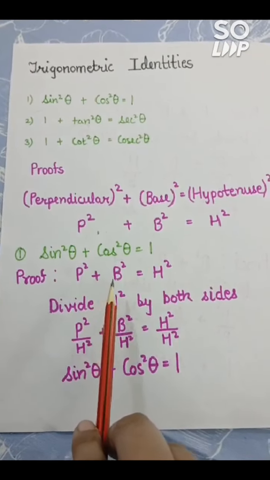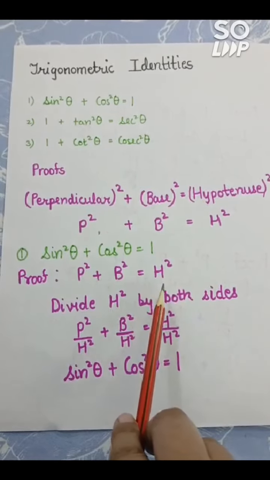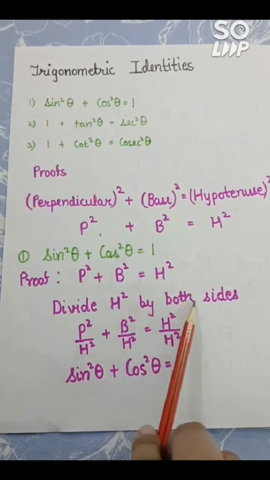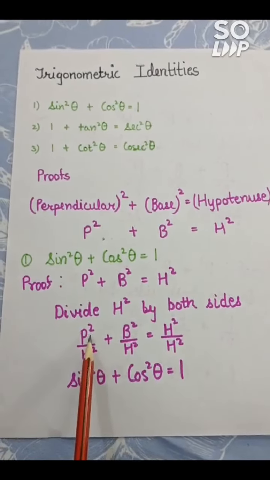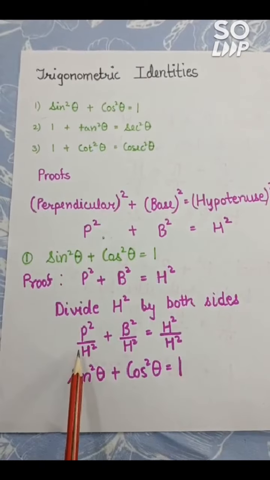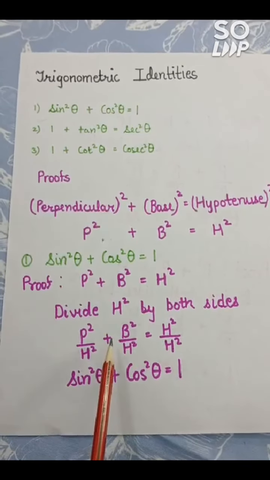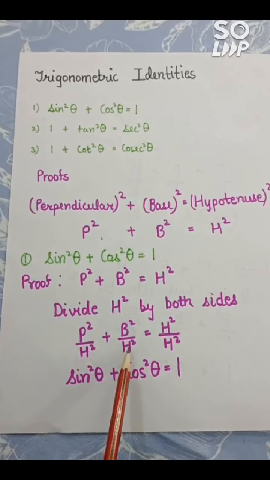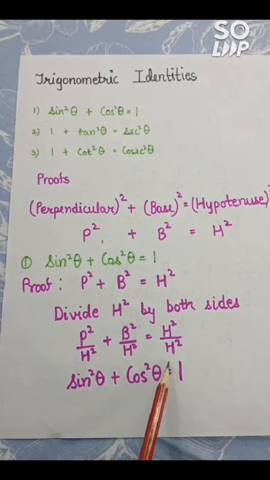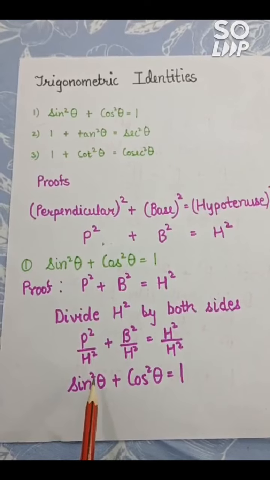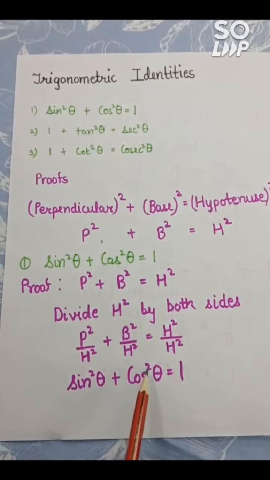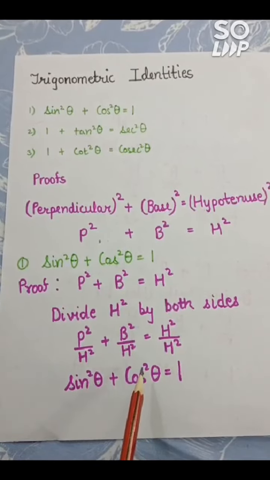P square plus b square is equal to h square. Now we need to divide h square on both sides. When we divide it, we will notice we got p by h whole square, that is sin square theta, plus b square upon h square, that is cos square theta, and h square upon h square, that is 1. So this is how we got our first identity, that is sin square theta plus cos square theta is equal to 1. Isn't this wonderful?